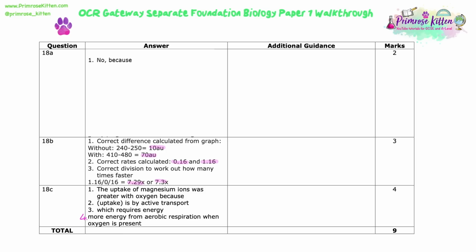If you just talked about active transport, you can get 1 mark. If you just stated the pattern, so the uptake was greater with oxygen, then you can have 1 mark there. If you talked about requiring energy, or active transport requiring energy, you can have 1 mark. I think the 4th mark here is probably the hardest to get, to link that idea of active transport and oxygen. You would still be able to get 3 marks if you didn't manage to get that bit.